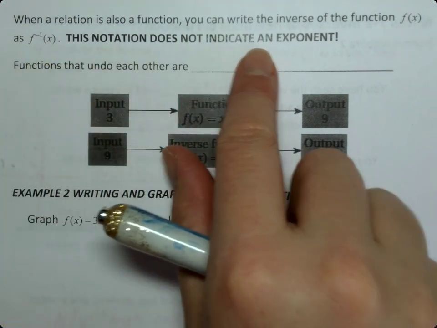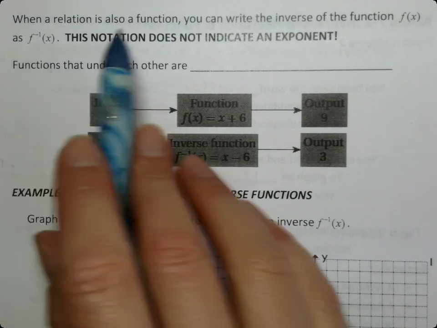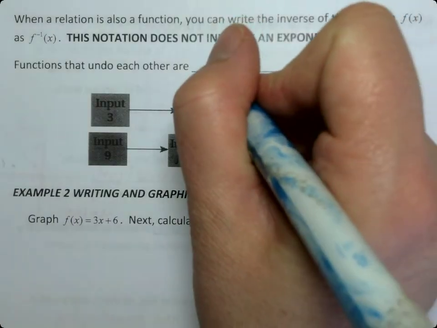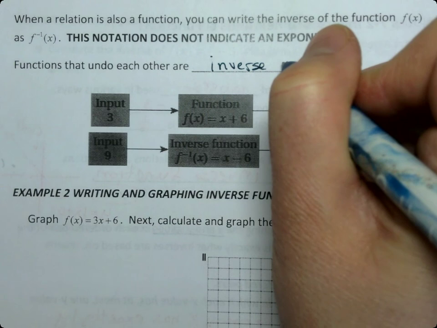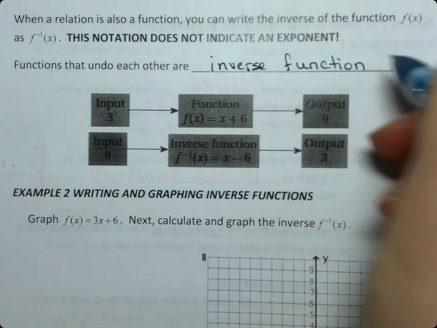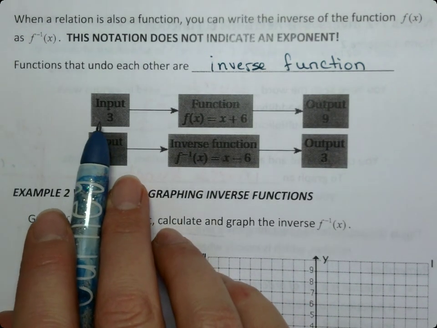This notation does not indicate an exponent. So a negative exponent moves it down, like a to the negative n is 1 over a to the n. This is just notation. I have the original and I have its inverse. So functions that undo each other are called inverse functions. Like the inverse of multiplication is division. The inverse of addition is subtraction. What's the inverse of squaring something? Square rooting it. Yep.